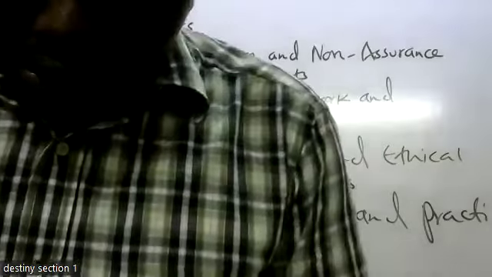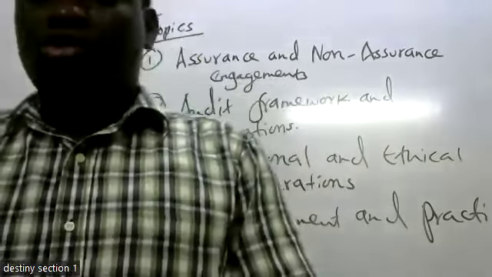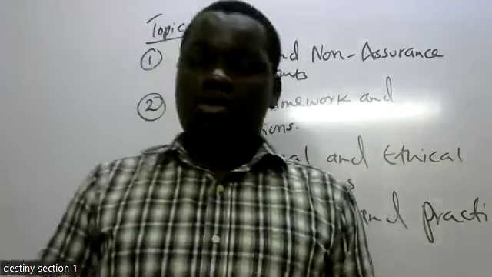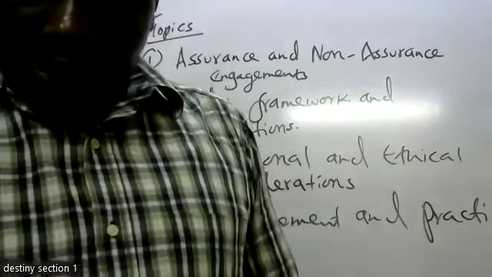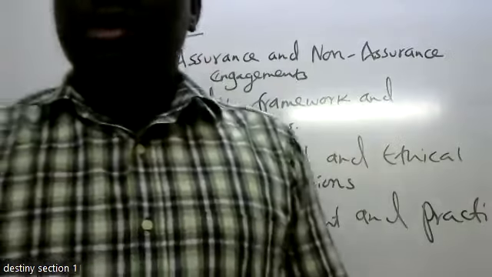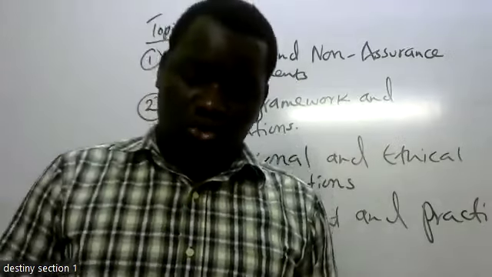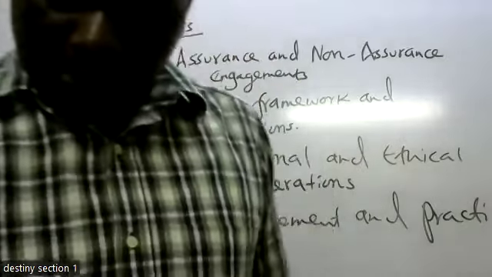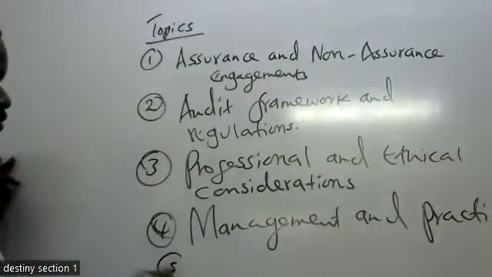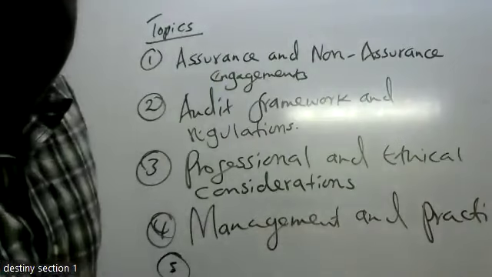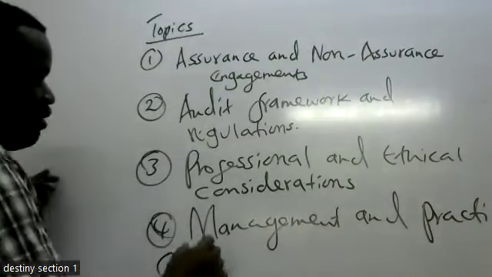The other things that we shall be learning are about audit risk. So how do you manage audit risk during the practice? And lastly, things to do with the documentation of audit evidence. Then topic five, we shall be covering what you call audit evaluation and reviews.